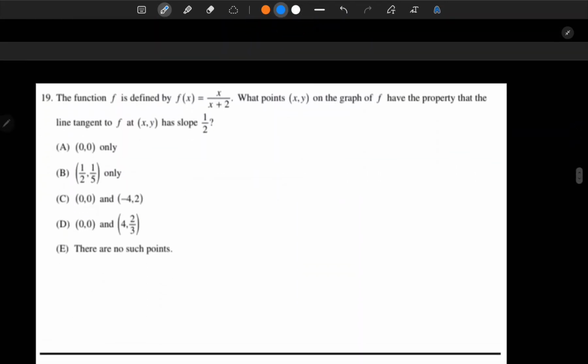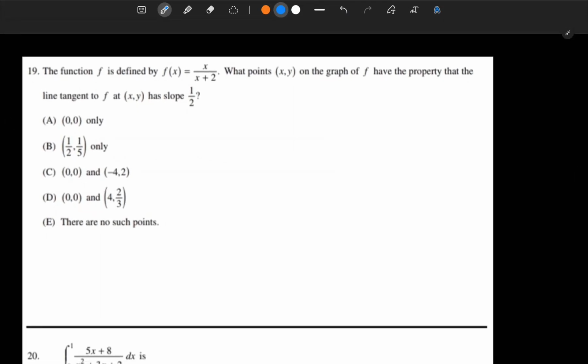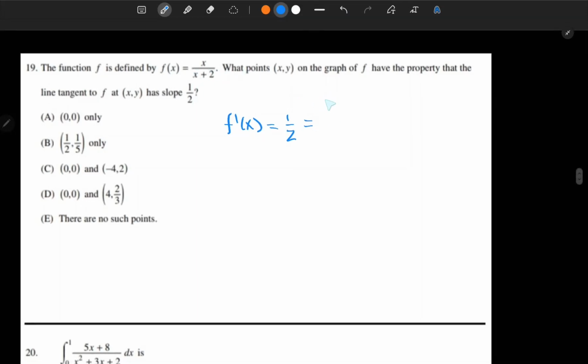Moving on, the function f is defined by f of x is equal to x over x plus 2. What points x, y on the graph of f have the property that the line tangent to f at x, y has slope 1/2? So we want the slope, or f prime of x, to be equal to 1/2. But we know that f prime, just using the quotient rule, is equal to the denominator, so x plus 2, times the derivative of the numerator, which is 1, because we're taking the derivative with respect to x. And then we subtract the numerator x times the derivative of the denominator. The derivative of the denominator is 1. And then we divide by x plus 2 squared, or the denominator squared. So this is equal to 2 over x plus 2 squared.